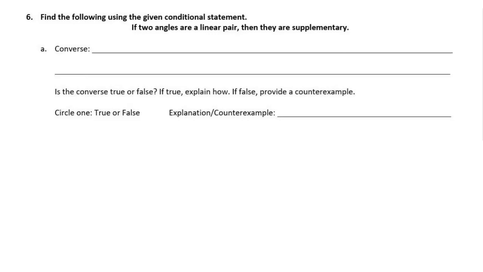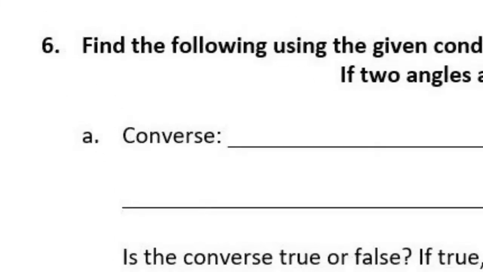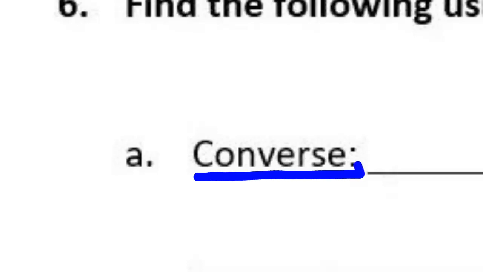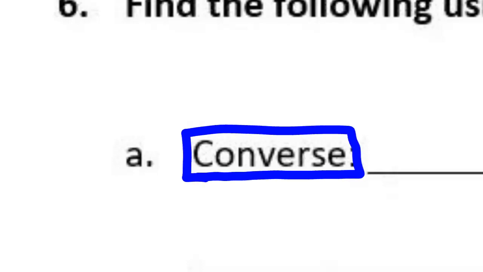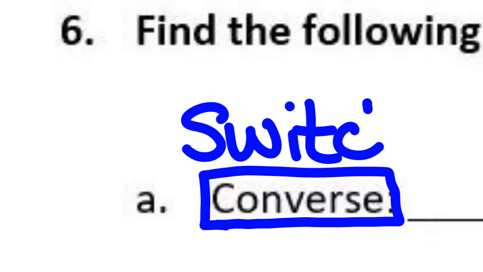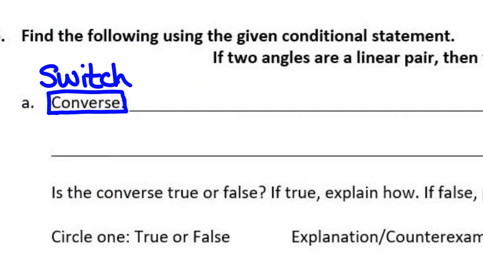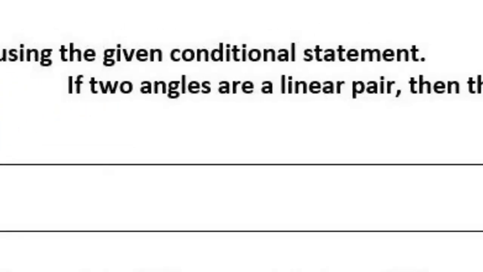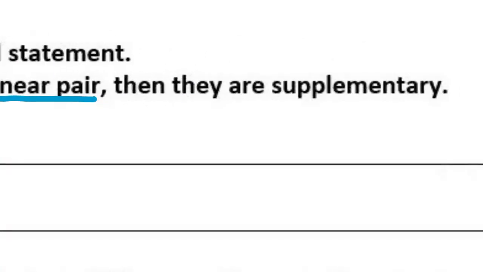All right. So number 6, parts A, B, and C, they want me to write the converse, the inverse, and the contrapositive. We had some keywords to help us remember how to do this. To do the converse, what do I do to my original conditional? Switch. So converse is switch. I need to switch my hypothesis and my conclusion. Here's the hypothesis, everything after if, and everything after then is my conclusion.